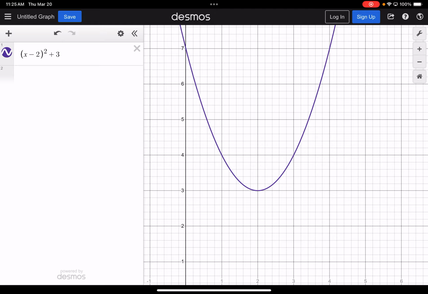Negative 1. Wait for the slope. For part B, no, not the slope, the 2 points. It was like (0, 7) or something? Yeah, (0, 7) and (3, 4).